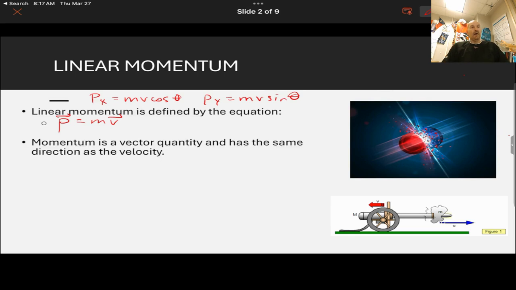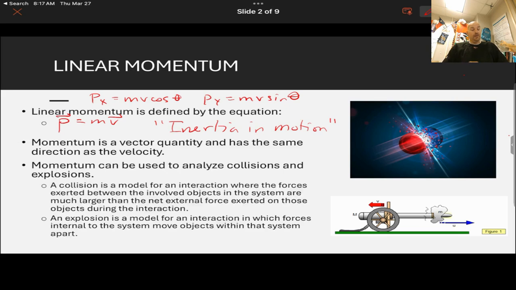Again, momentum is a vector quantity and it points in the same direction as velocity. Another way to define momentum, and when we define it in an algebra-based course like Physics 1, we call it inertia in motion. As a mass begins to move, it starts to pick up its momentum. Momentum is going to be used to analyze collisions and explosions.